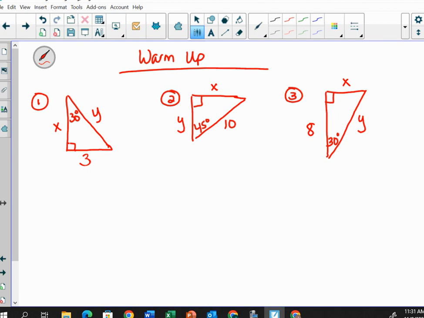All right, guys, solve 1, 2, and 3. Welcome, Jackson. Solving for x and y using those formulas you wrote down from the first slide.